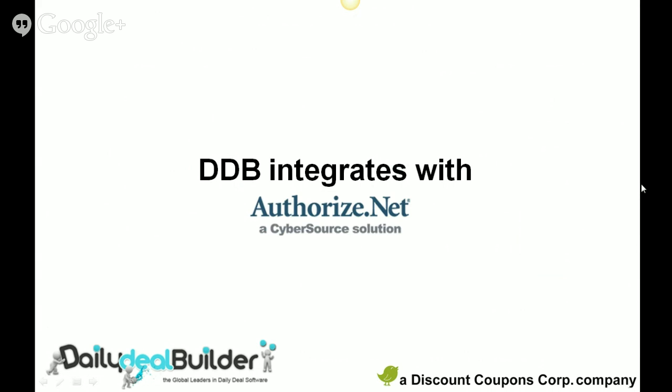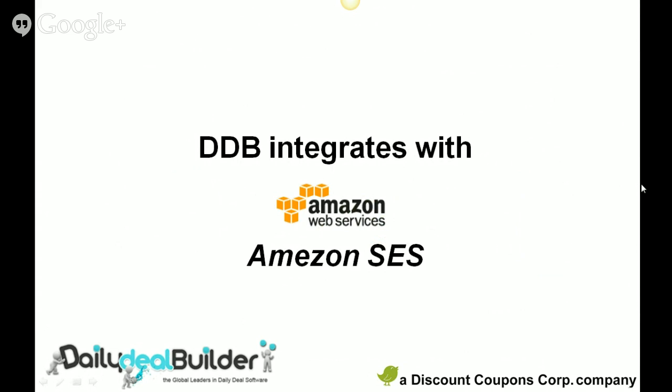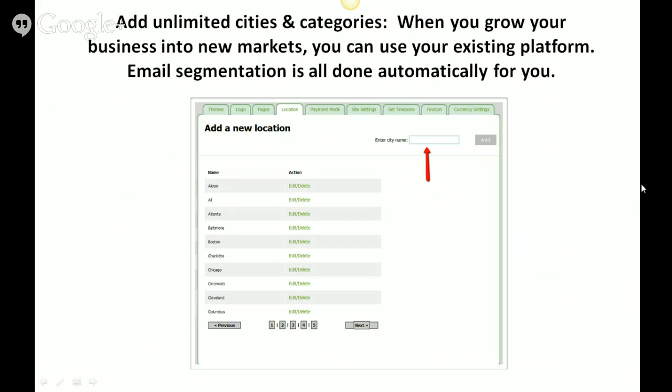DDB integrates with Google Analytics, Authorize.net, NMI, PayPal, Moneris Solutions, Amazon Web Services, and it could also really integrate with any other third-party email delivery system by just plugging it in the back end. If you don't have the know-how, how to do it, just ask us.